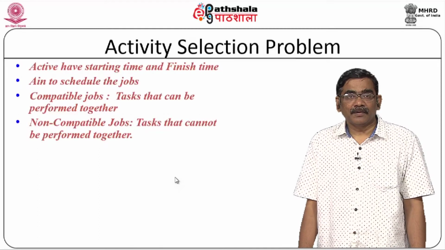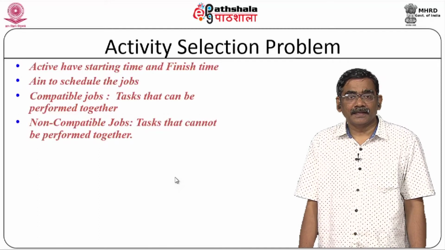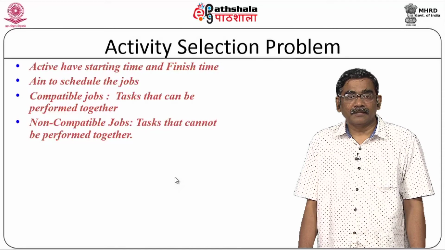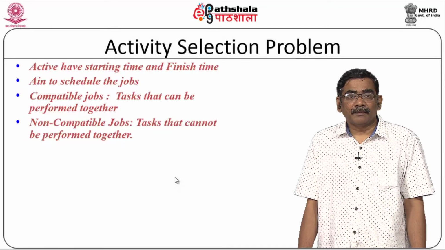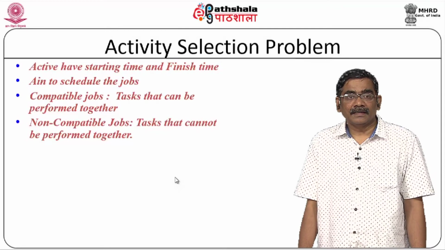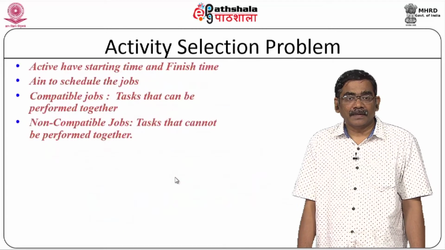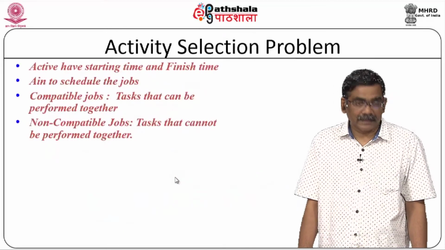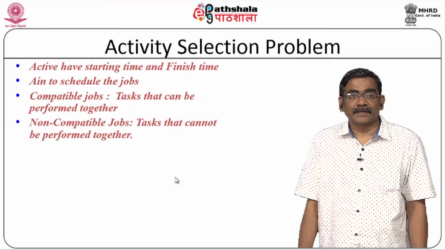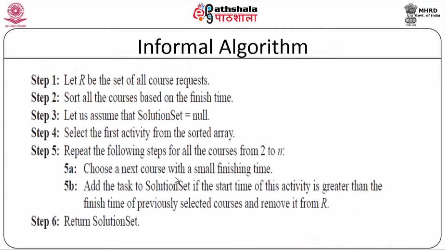This is the third type of scheduling problem. Here we are considering the sub interval, so we have a start time and a finish time. Compatible jobs are the tasks that can be performed together, and non-compatible jobs are tasks that cannot be performed together. The logic is very simple.